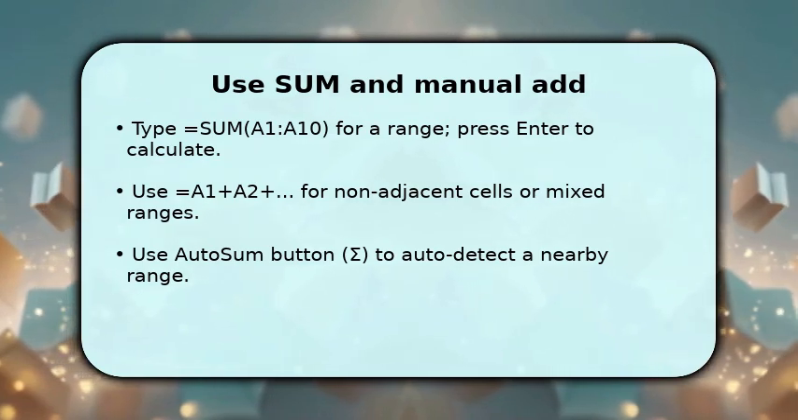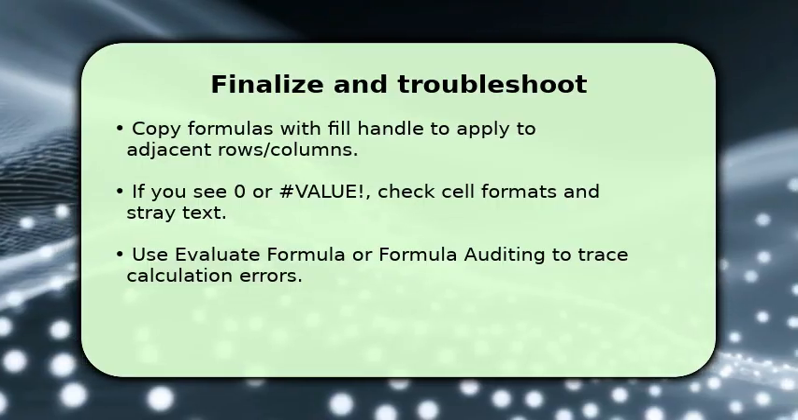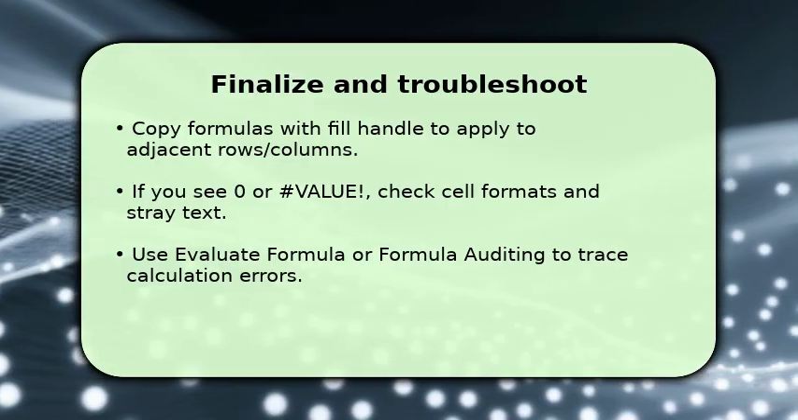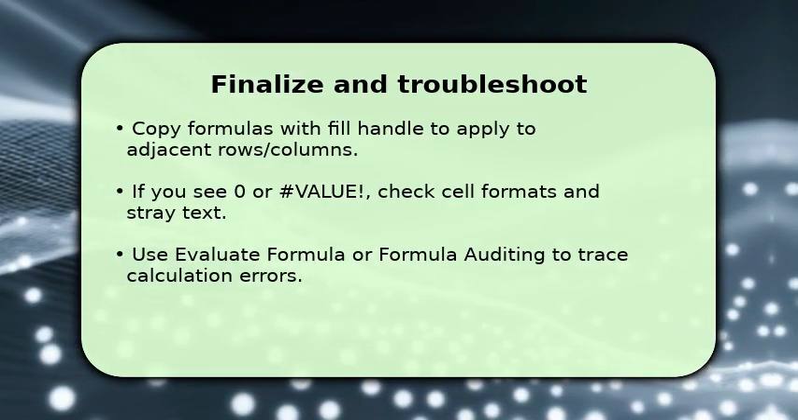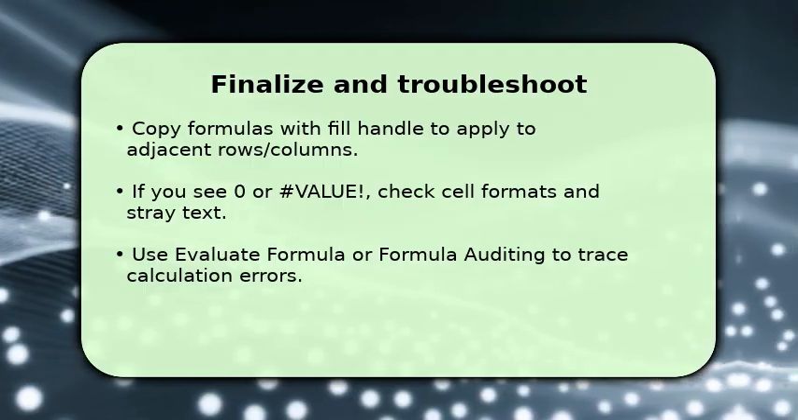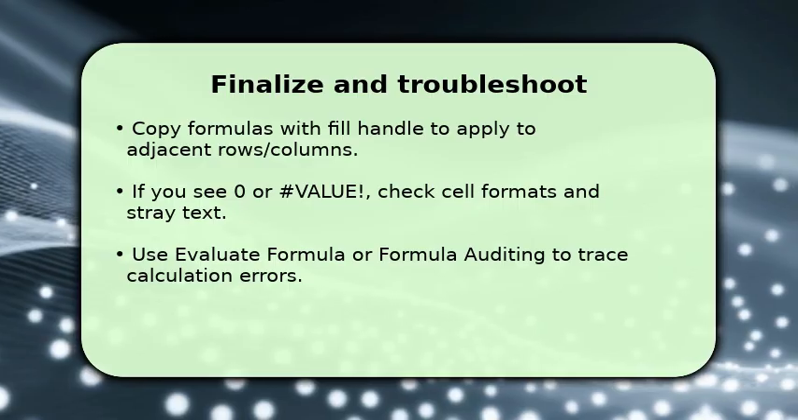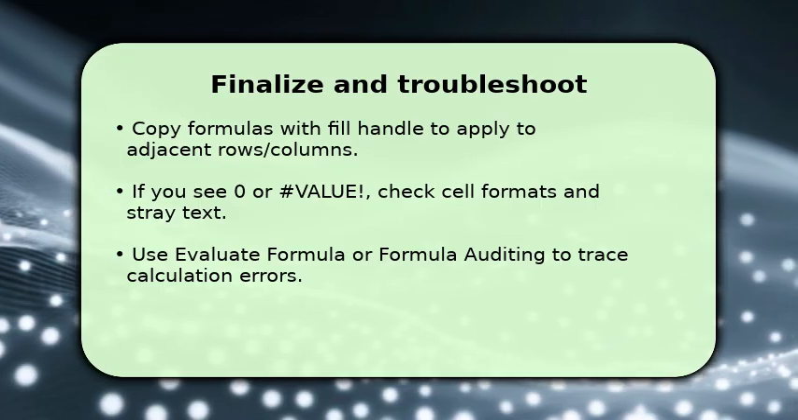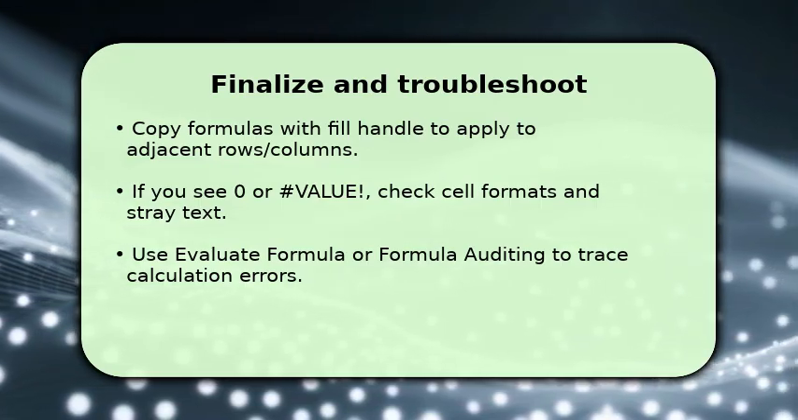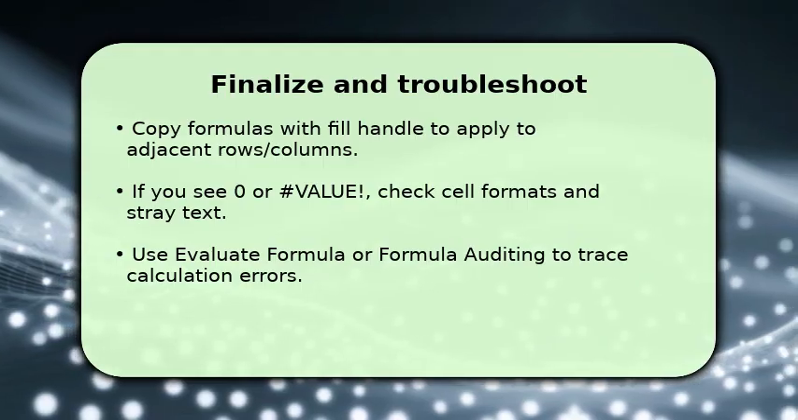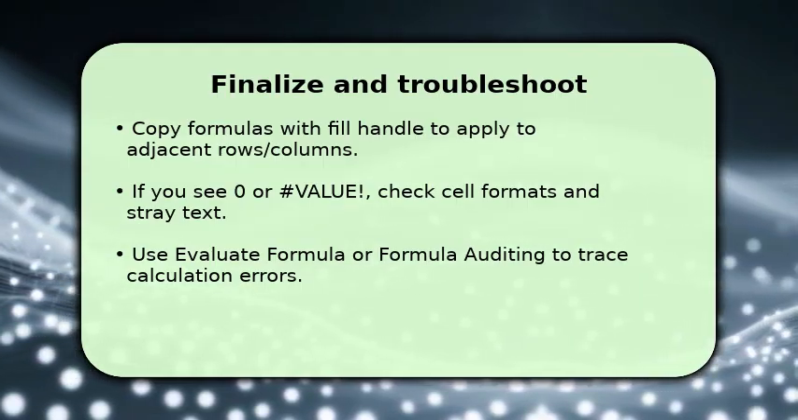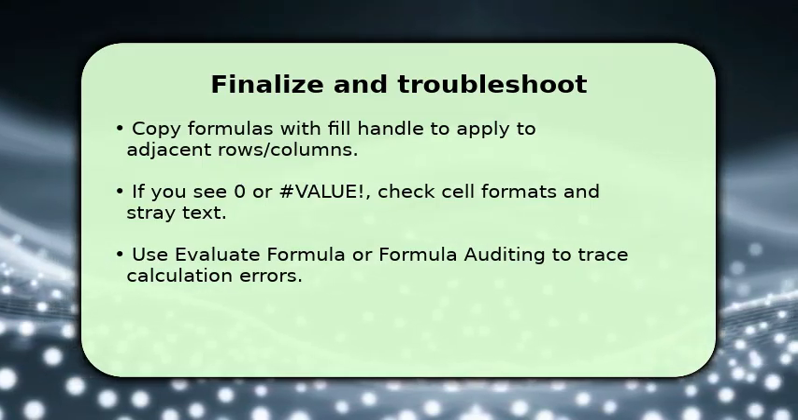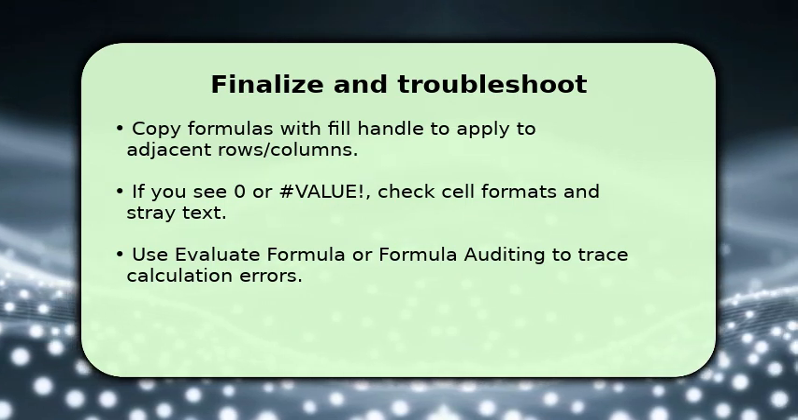Finally, you tidy results and handle common issues. After confirming one correct formula, drag the fill handle to copy it across rows or down columns so Excel adjusts references automatically. Use $ for absolute cells if needed. If a total shows 0 or a hash value error, inspect the reference cells for text, spaces, or unrecognized characters and convert formats to number. When confused, use Evaluate Formula or Formula Auditing tools to step through calculation logic. This reveals which cell breaks the chain so you.